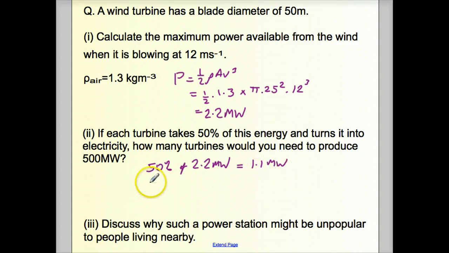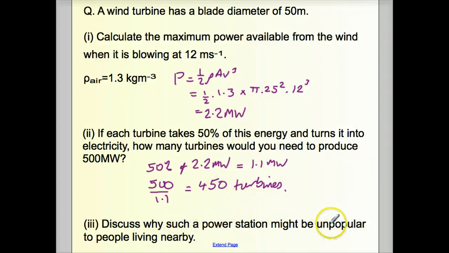And all we need to do now is divide that into 500, and we have the number of turbines we need. So 500 divided by 1.1 gives us a huge 450 turbines. 500 megawatts, a typical output of a thermal coal-fired power station.